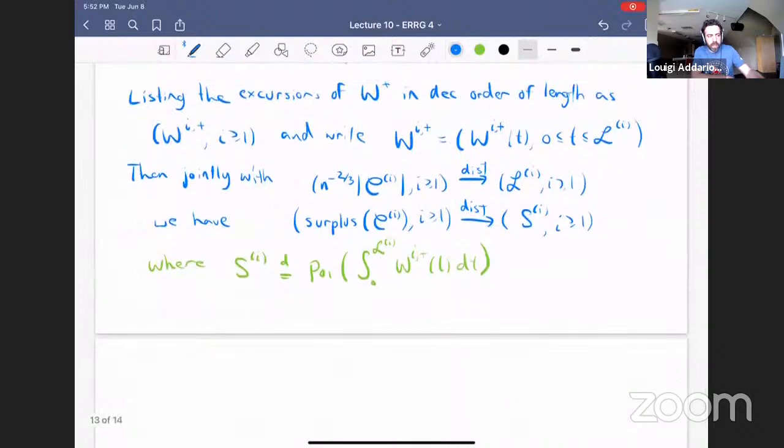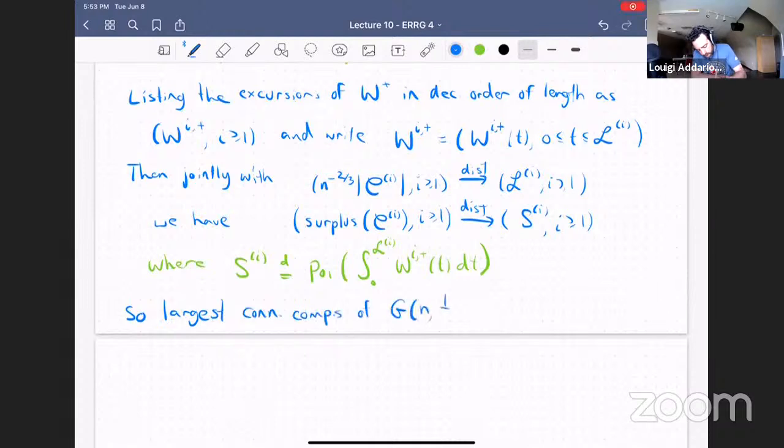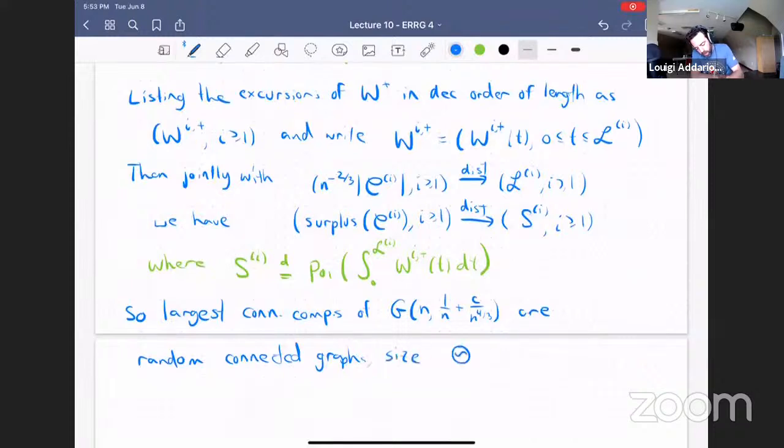And so that tells us that the largest components of G of a critical random graph in this range, so they're random graphs, well, they're connected by definition, so their size is of order n to the 2/3 in probability, and they have surplus random, but of order 1 in probability.